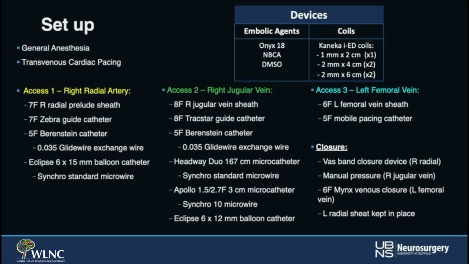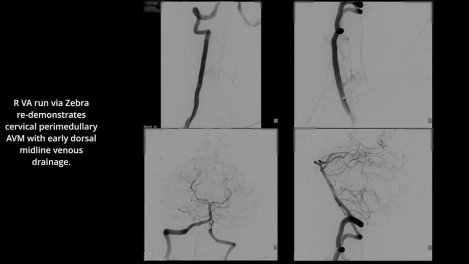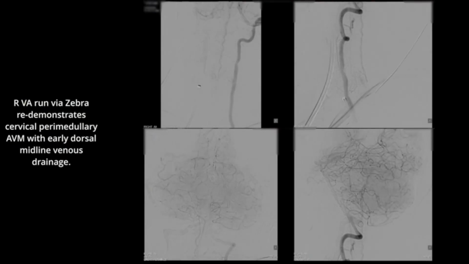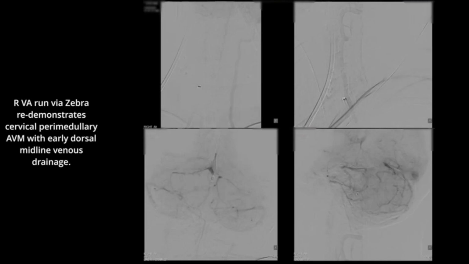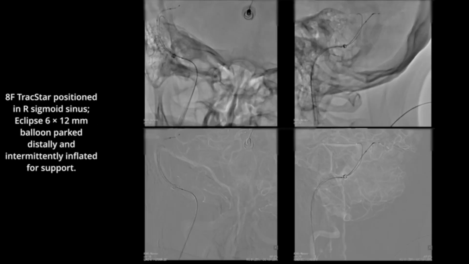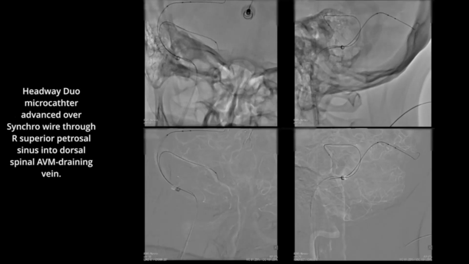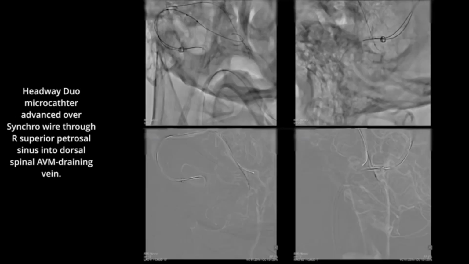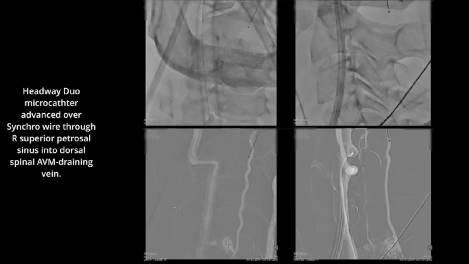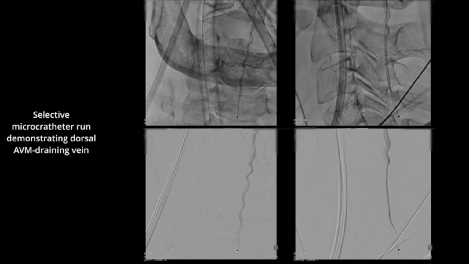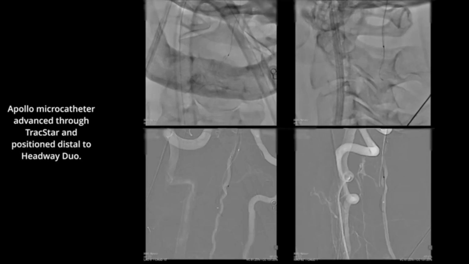After obtaining right radial artery as well as right jugular venous access, a guide catheter was placed in the right vertebral artery. Afterwards, an 8-French Trak Star guide catheter was positioned in the right sigmoid sinus, and utilizing an Eclipse 6 by 12 millimeter balloon, a Headway Duo microcatheter over a Synchro standard microwire was navigated through the right superior petrosal sinus into the dorsal cervical draining vein of the AVM, and further navigated down the draining vein immediately proximal to the cervical spinal cord AVM nidus.